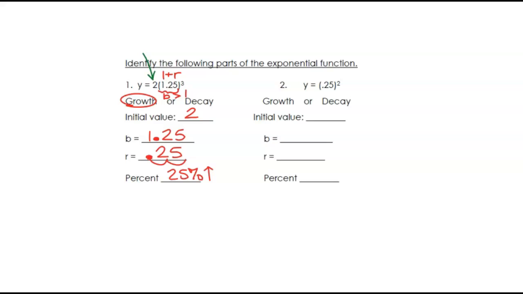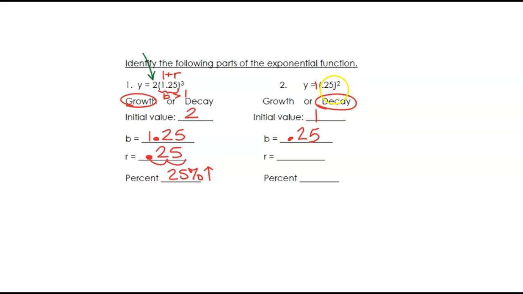Number 2, growth or decay? Decay. Why? The b value is less than 1. Here's my b value, right? What is the initial value? 1. Good. It's always implied that there's a 1. It's not 0 because 0 times anything would wipe out the function and it's gone. So it is a 1. Good. The b value is what?